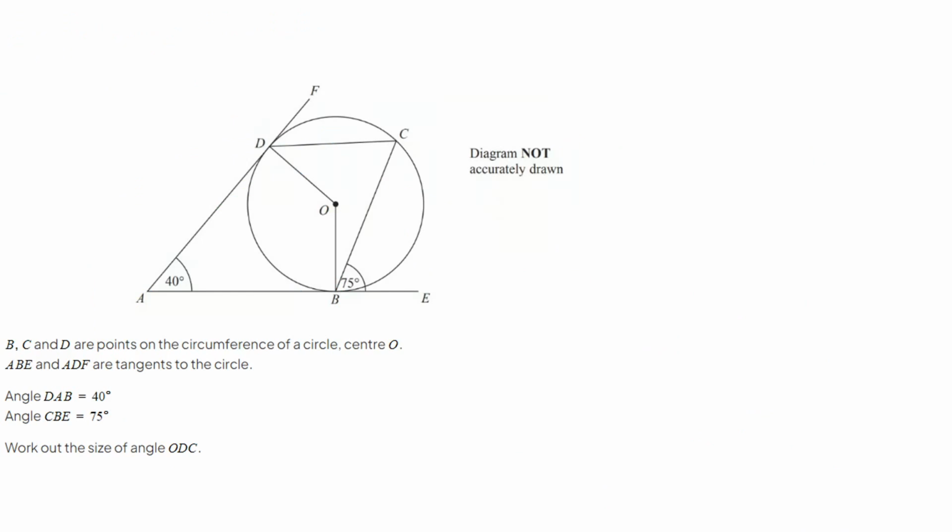So now how are we going to do something like this? Here we're told that all of these points here are on the circumference. We're told that these 2 are tangents. And we're told this is 40 and this is 75. How are you going to find out what ODC is? Okay, ODC is this angle here. So let's write it down. I'll just call it X.